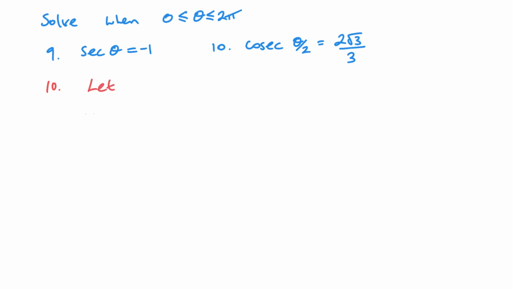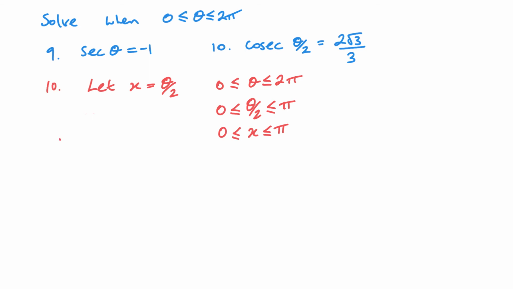So if you've got an angle that isn't just a single angle, think about swapping it straight out for a new letter. So let x equal theta over 2. And also, if you do that, then you do need to adjust your range. So to do that, start with the original range. In this case we need theta over 2. So theta divided by 2 means I divide my range by 2. And then that theta over 2 is just x. So this is now my new range, and I'm looking at cosec x equals 2 root 3 over 3.